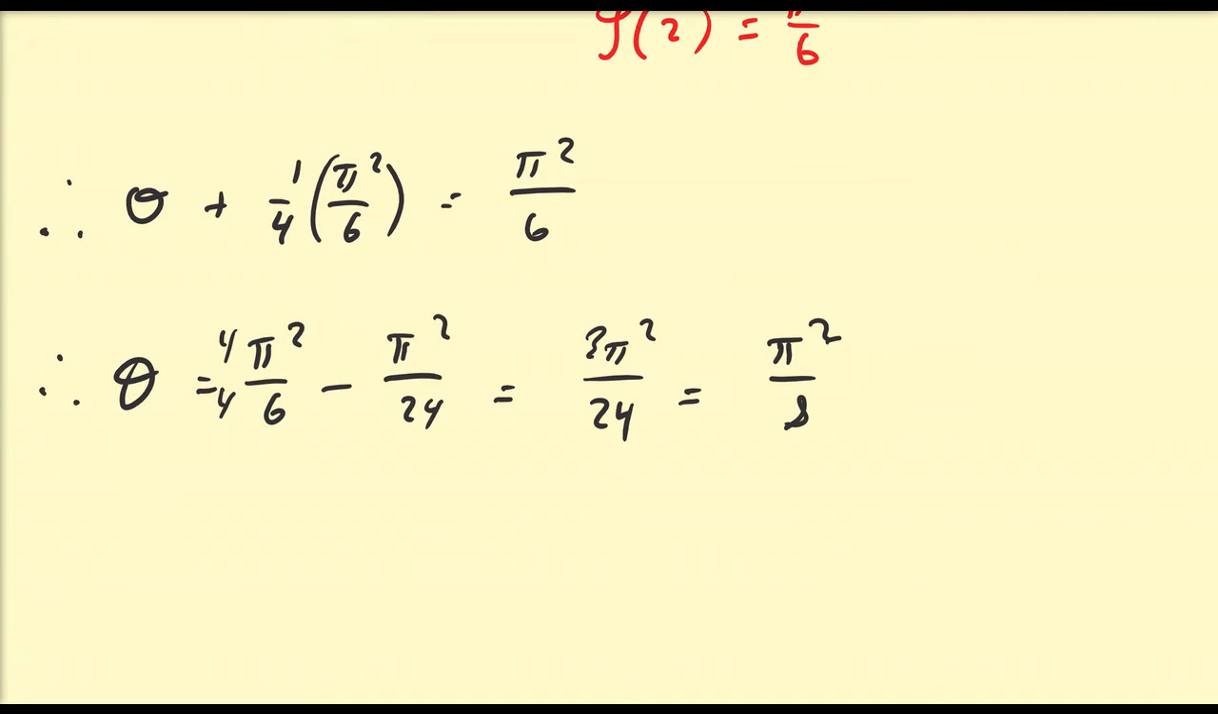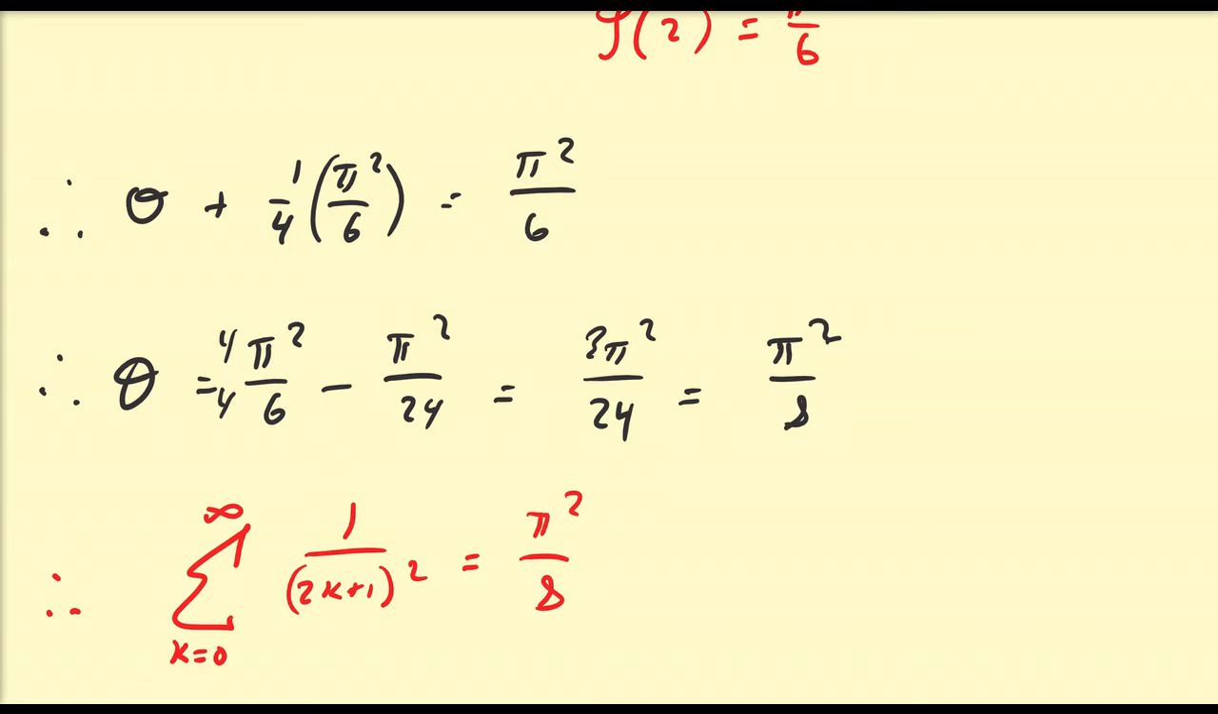So what does that mean? That means the sum from k equals 0 to infinity of 1 over 2k plus 1, the quantity squared, is equal to pi squared divided by 8.